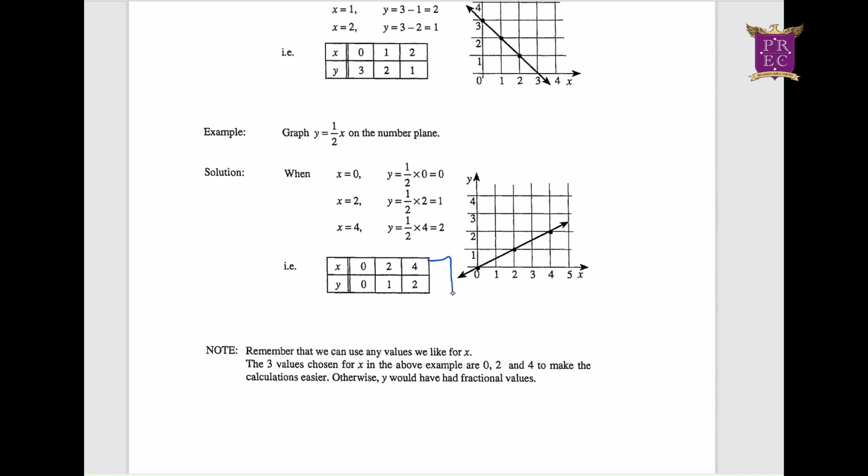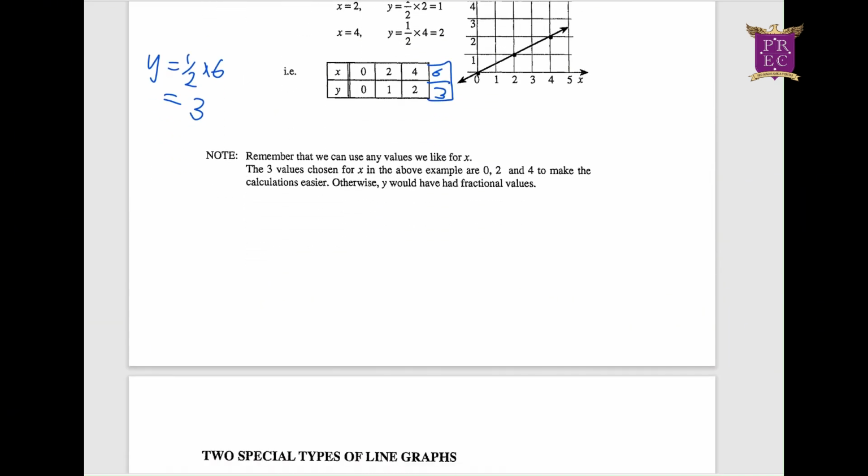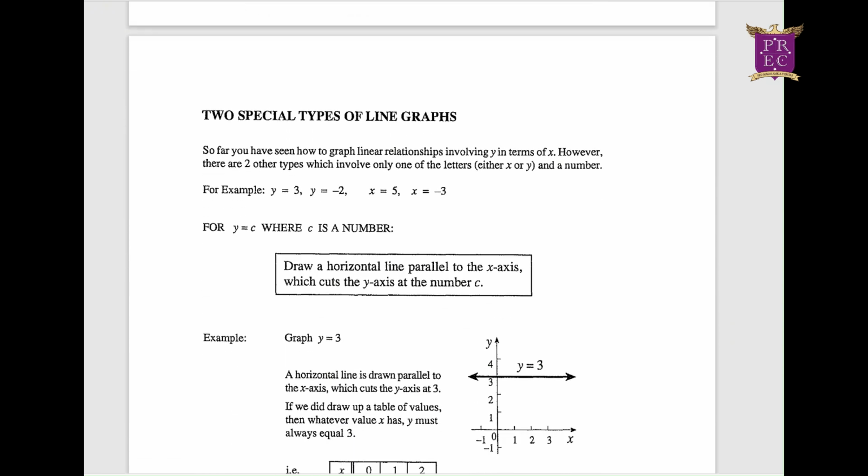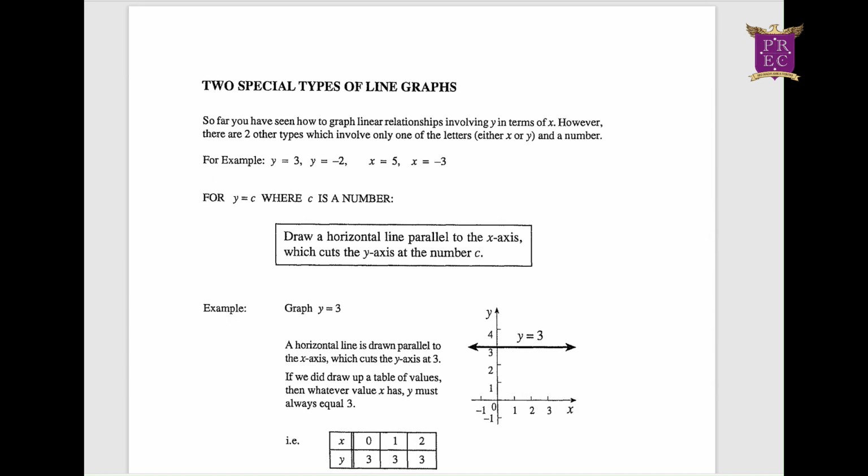Let's try doing number 6. When x is equal to 6, what's the y value? We do y is equal to half times 6, which gives us 3. Okay, that's how it works. Alrighty. Two special types of line graphs.